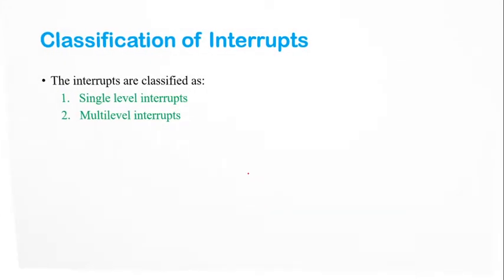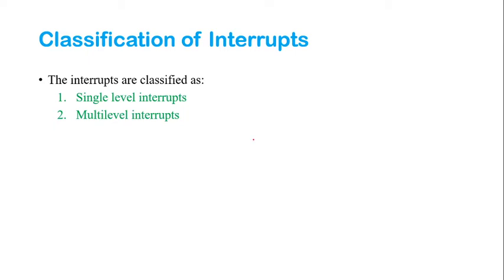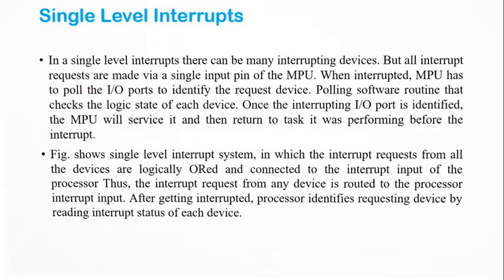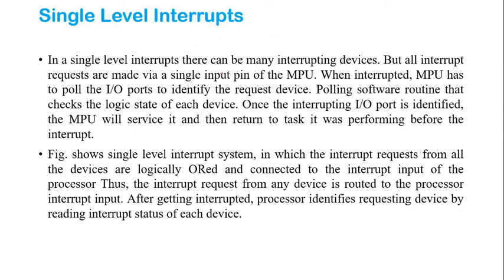Now we are going to see the classification of interrupts. We have a total of two types of interrupts: single level interrupts and multi-level interrupts. First, the single level interrupts. In single level interrupts there can be many interrupting devices, but all the interrupt requests are made via a single input pin to the MPU.